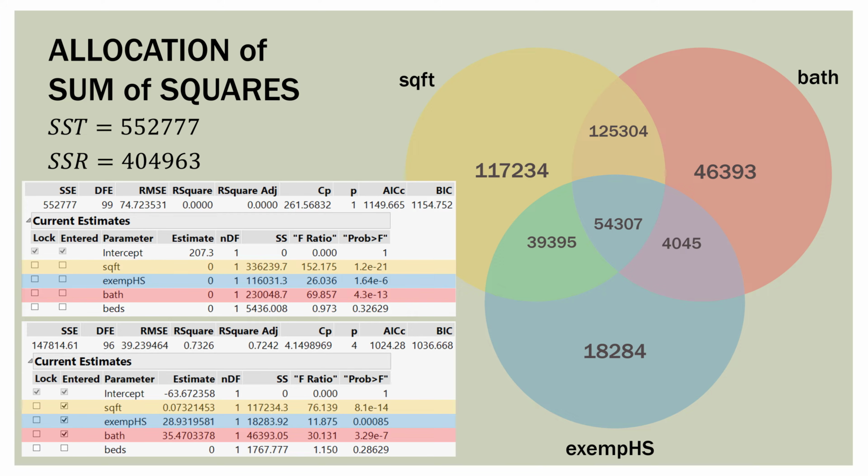So if you look at our Venn diagram here, the square footage variable here in this yellow color, if you look at the 117,234, that's just in the square footage area. There's no overlap there. If we look at our sum of squares down below, 117,234. For bathrooms, it's 46,393. Down below here, it's 46,393. For exemplary high school, 18,284, 18,284.